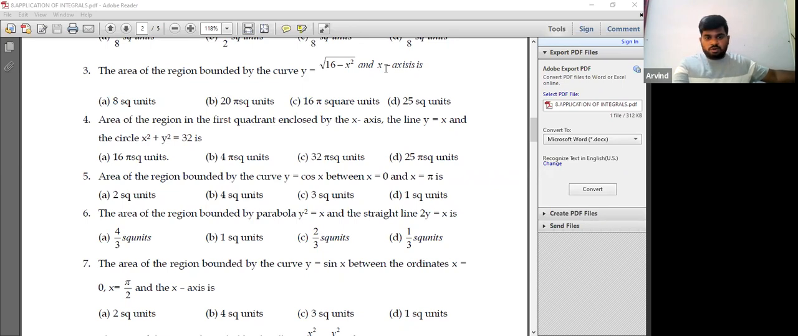The area of the region bounded by parabola y square is equal to x and the straight line 2y is equal to x. We have got a formula for this, which I've already given to you. Okay. First, we'll write it in the standard form.